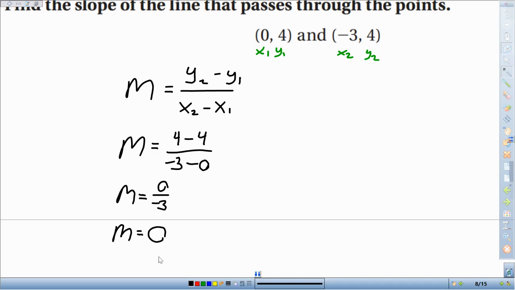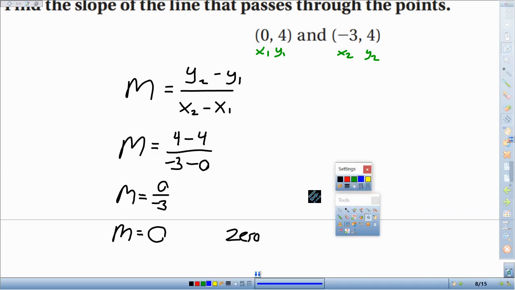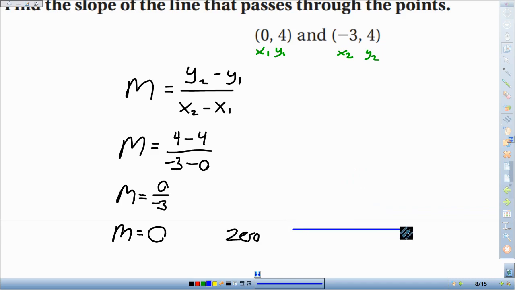Okay, and sometimes you'll see on problems, instead of writing slope equals 0, they'll write out the word 0. Okay, just to kind of make it like undefined. It has a word. This one has a word. But one thing to know, a slope of 0 is a completely flat line.